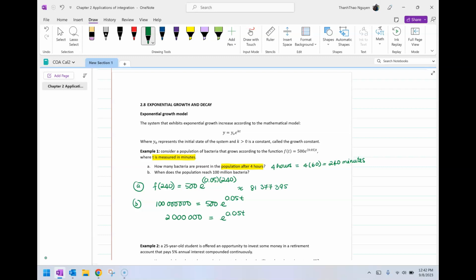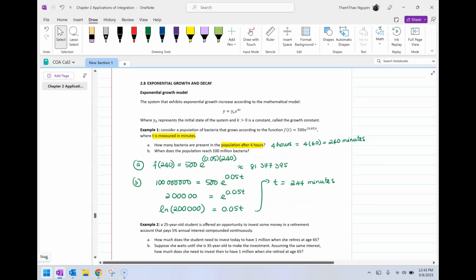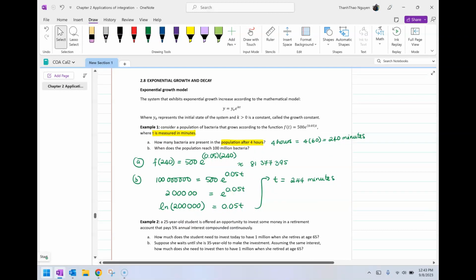Here we have the variable in the exponent, so we take ln of both sides. Ln of 200,000 equals 0.05t, and solve for t. We get, this is estimated to be 244 minutes. So after 244 minutes, the population of bacteria will reach 100 million.